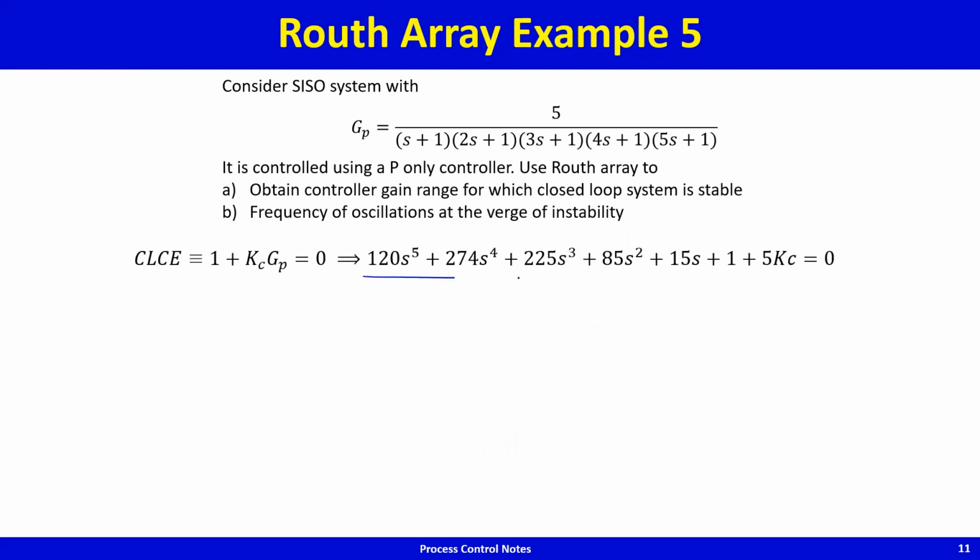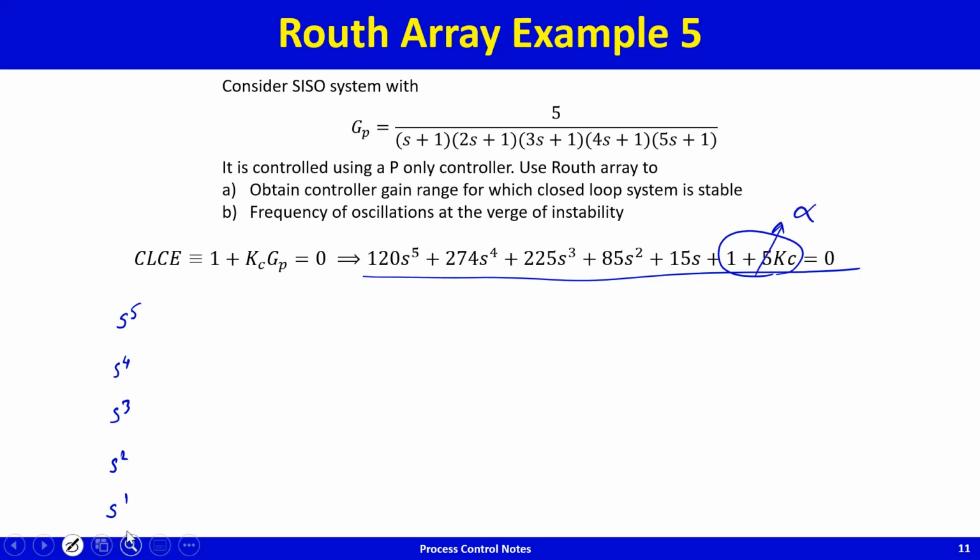yeah, so this is what I get. Let's just build the Routh array. And s to the power 0 is going to be this term. We've seen that, so I'll call this guy alpha. Okay, so s to the power 0, we're going to get simply alpha.